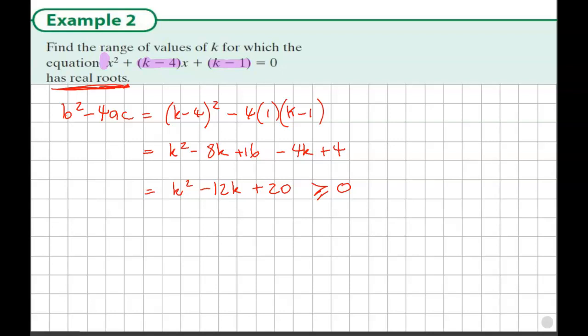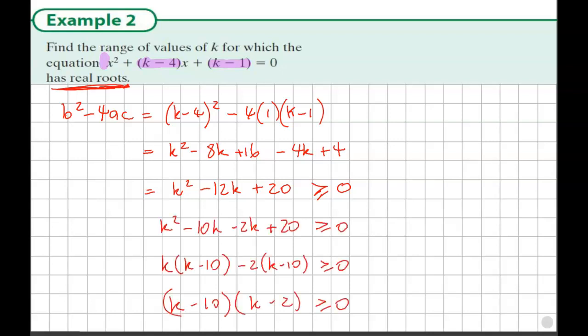So we're going to firstly factorize it to find the roots of this quadratic. Two numbers multiply together to make 20 and add together to make minus 12, which is minus 2 and minus 10. And it factorizes to k minus 10, k minus 2. So the critical values are 10 and 2. And we want the values that will give us something greater than 0.